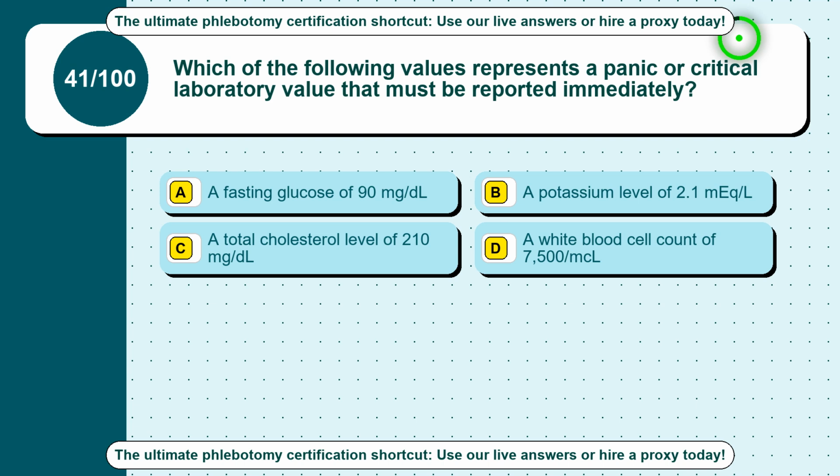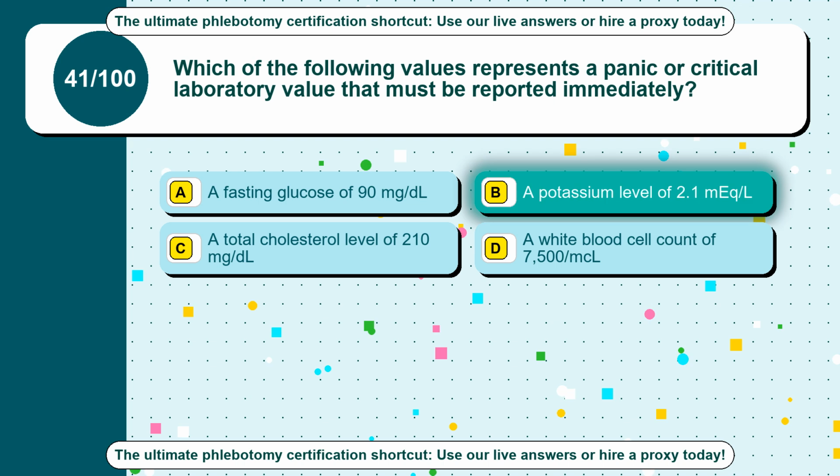Question 41. Which of the following values represents a panic or critical laboratory value that must be reported immediately? Option A. A fasting glucose of 90 mg/dL. Option B. A potassium level of 2.1 mg/L. Option C. A total cholesterol level of 210 mg/dL. Option D. A white blood cell count of 7,500/mcL. The correct answer is option B.